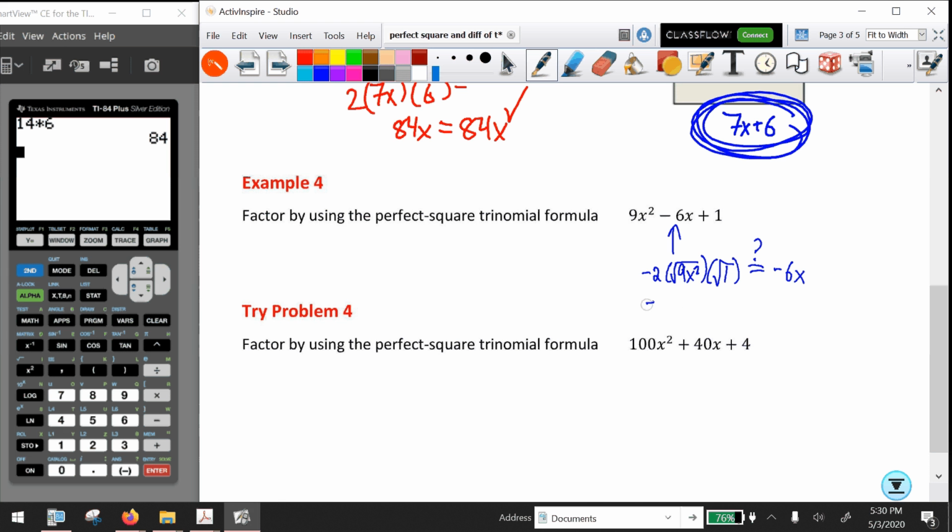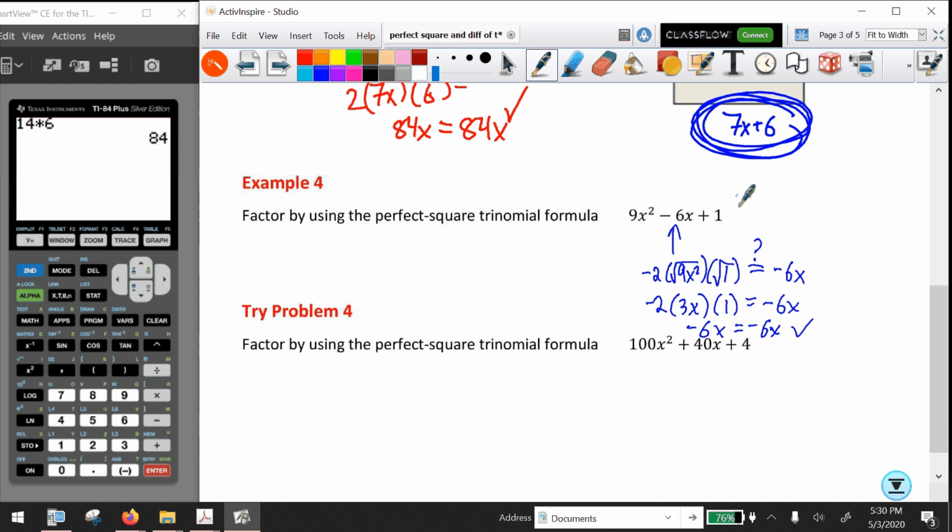What is the square root of 9x squared? It is 3x. What is the square root of 1? It is 1. Negative 2 times 3x is negative 6x times 1 is also still negative 6x. So yeah, this checks out. This is a perfect square trinomial.